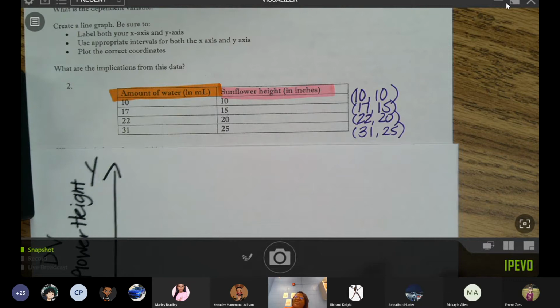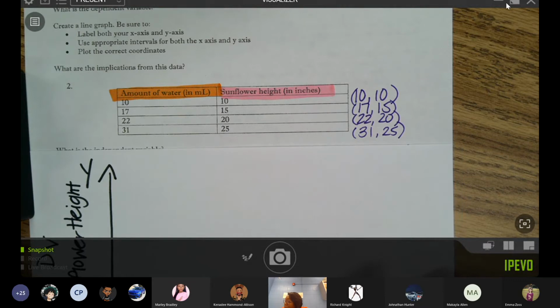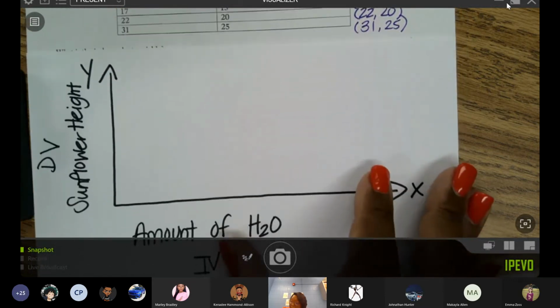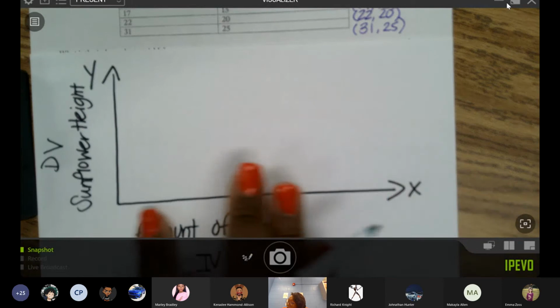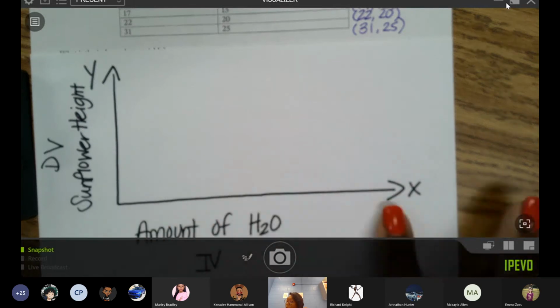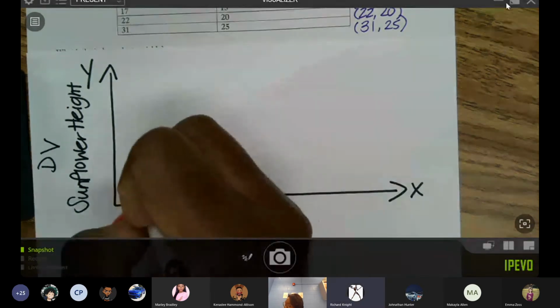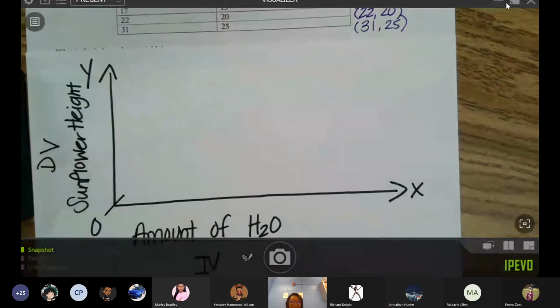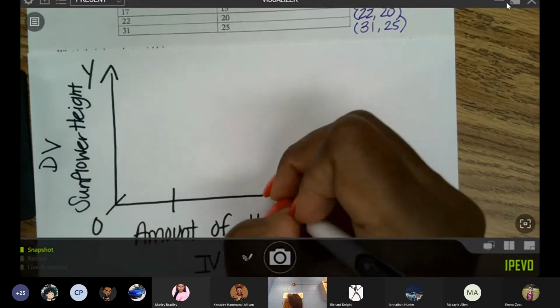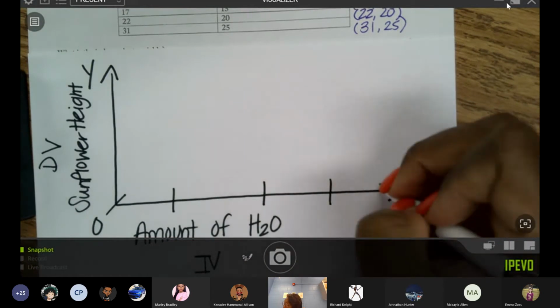I want someone other than Marley to answer what should be my intervals here. What numbers could I put here? 10, 20, 30, 40. I love it. So I'm going to put my point of origin there, and then I'm going to do 10, 20, 30, 40.